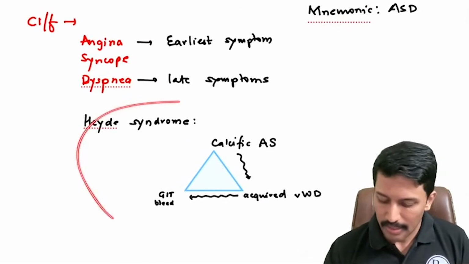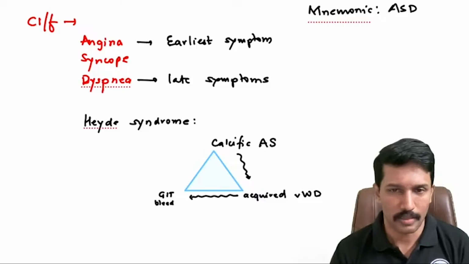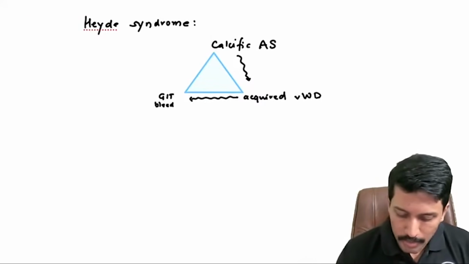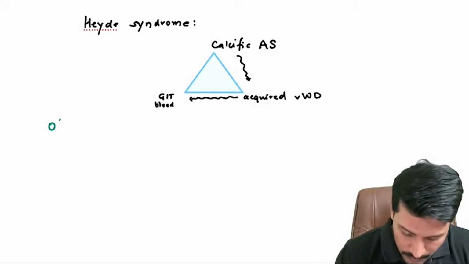So AS plus Heyde syndrome. This is all you need to write about clinical features. Now coming to the examination findings.